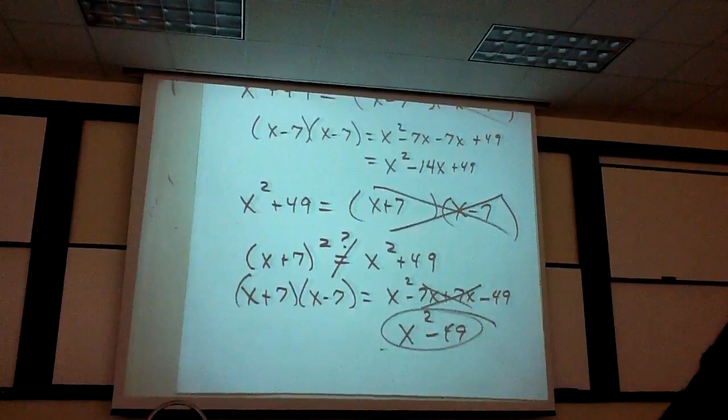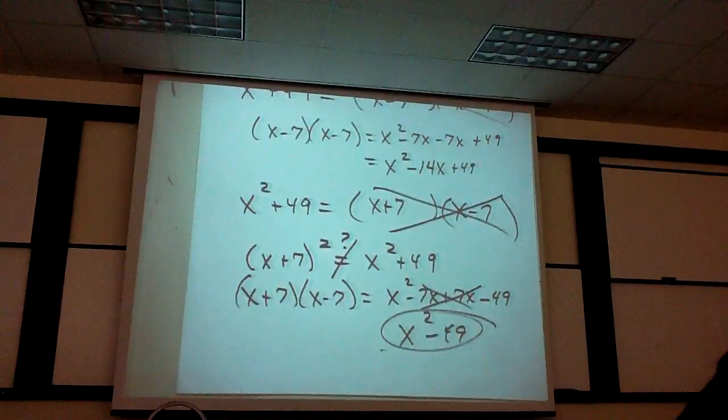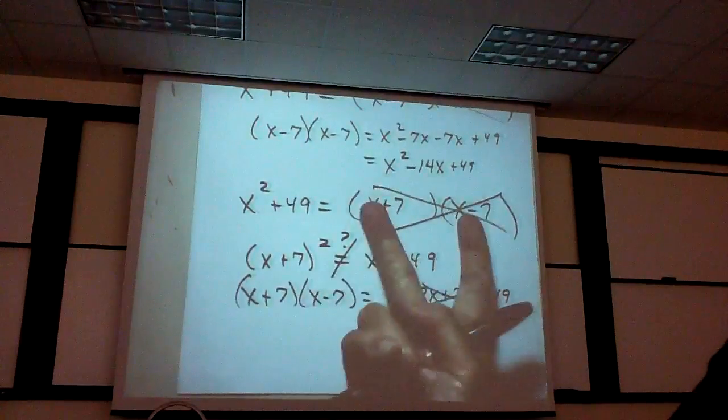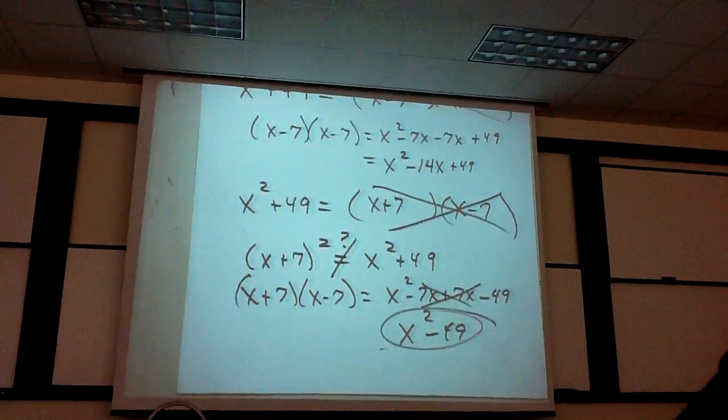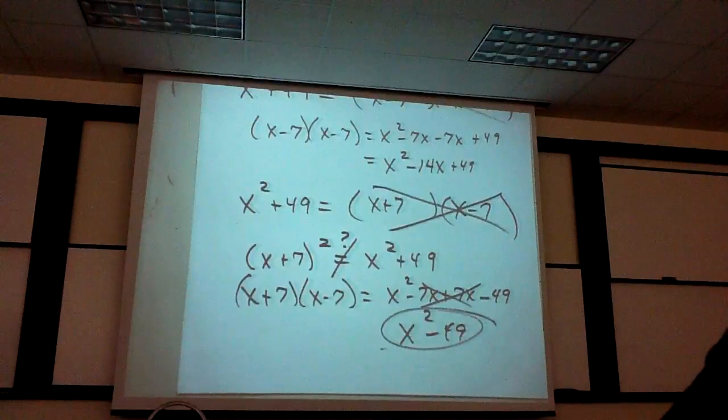Well, what about x minus 7 times x plus 7? I think we just did that one, except with the twist. What can I multiply to get x squared plus 49? No solution. What do we call something that I ask you to factor and it won't factor? What do we say?